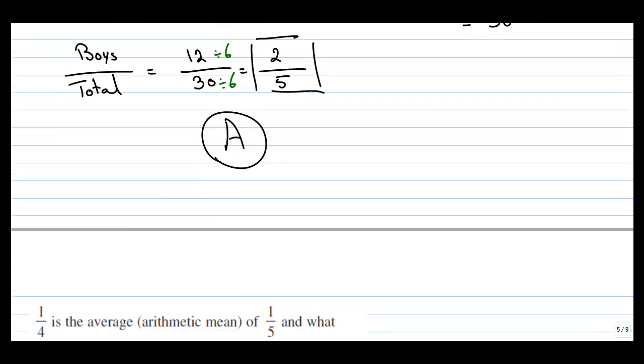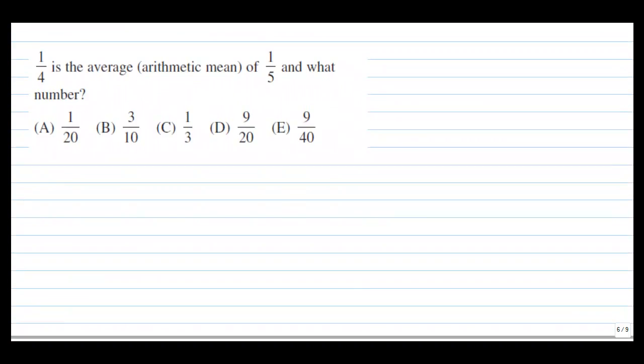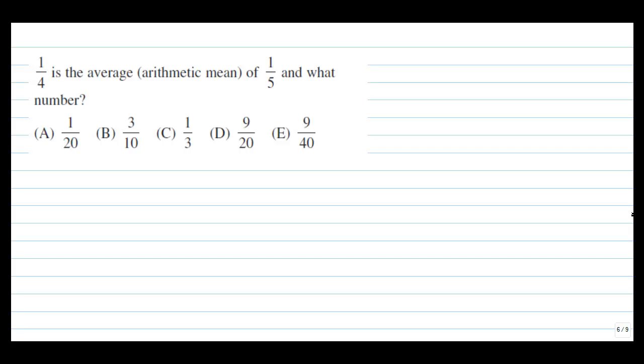Now the second problem. We have 1/4 is the average, arithmetic mean in brackets. The average and arithmetic mean are exactly the same thing. It's just a different way of asking. So the question says 1/4 is the average of 1/5 and what number? In this question, "is" means equal.